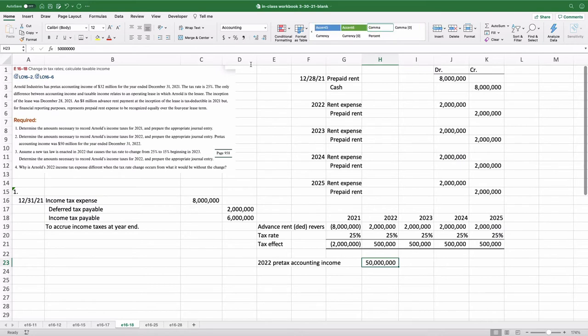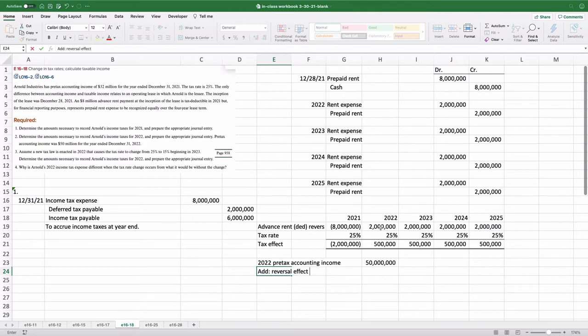That $50 million, and we're going to have a $2 million reversal. Add reversal effect of prepaid rent. And that's going to be this reversal up here that's going to reverse around, and it's having a positive effect on book income, okay? Or I'm sorry, on taxable income. Gives us taxable income.